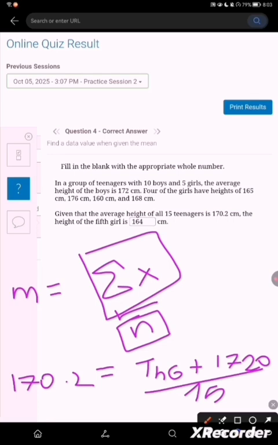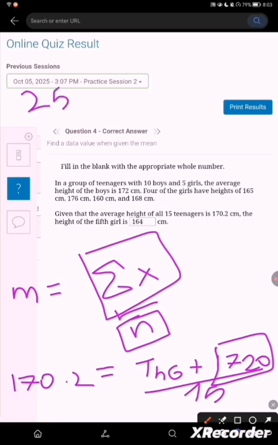Now we can start by finding the total height of girls, which will lead us to the height of the fifth girl. So, once again, if you relocate the equation into one of those calculation triangles, you're going to find that 170.2 times 15 will give you the total height of girls plus the total height of boys. So just try it. 170.2 times 15, you will get 2,553.